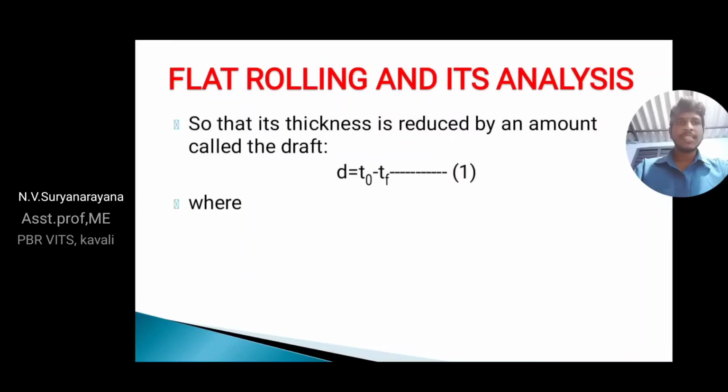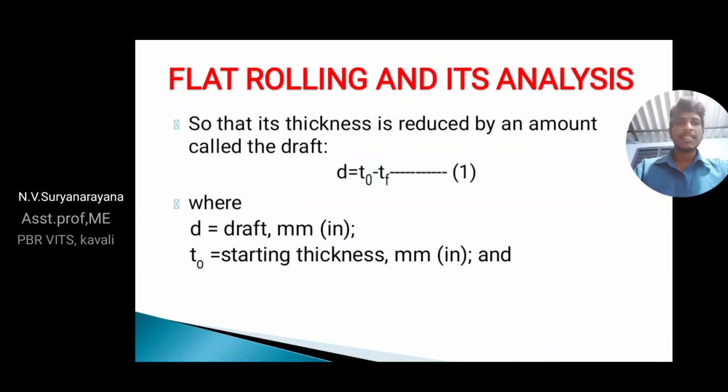The thickness is reduced by an amount called the draft. Small d is indicated for draft, that equals T0 minus Tf, initial thickness minus final thickness. Draft is the amount obtained by subtracting the final thickness from the initial thickness, where T0 is the initial thickness and Tf is the final thickness. Draft is in mm.